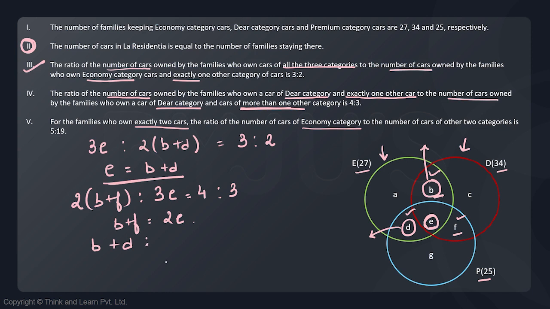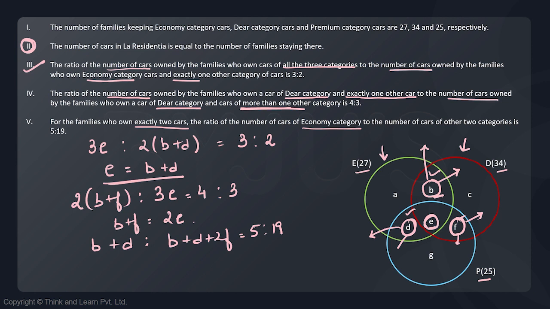Now, what are the cars of other two categories? For the second category, can I say B plus F? And for premium category, it is D plus F. So it is B plus F and D plus F. So basically, it is B plus D plus 2F. And this is given to us in a ratio of 5 is to 19. B plus D is to B plus D plus 2F is equal to 5 is to 19.